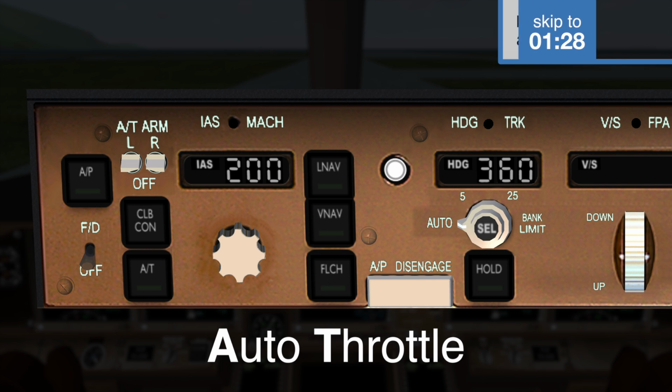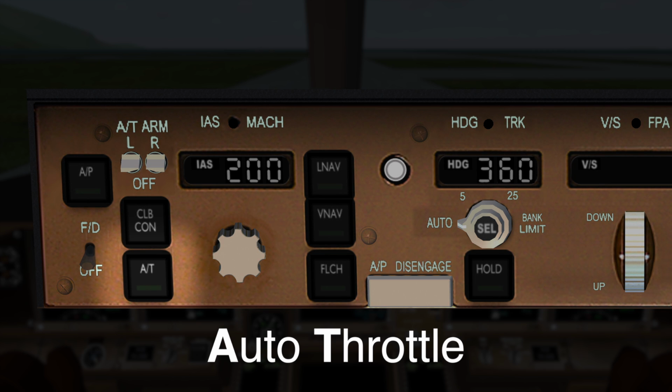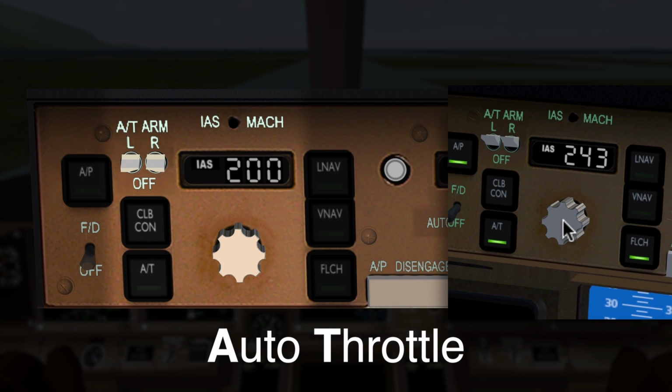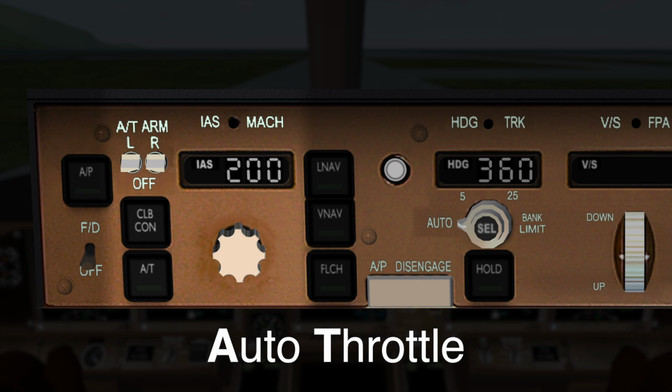To use the auto throttle, these need to be flipped up before you can click the auto throttle button, which you can find here. Once the auto throttle is enabled, the plane will try to hold the speed you entered here. By turning this knob you can change that speed. You can do this by hovering your mouse over the knob and using the scroll wheel. You can switch between IAS, indicated airspeed, or max speeds by clicking this button here.